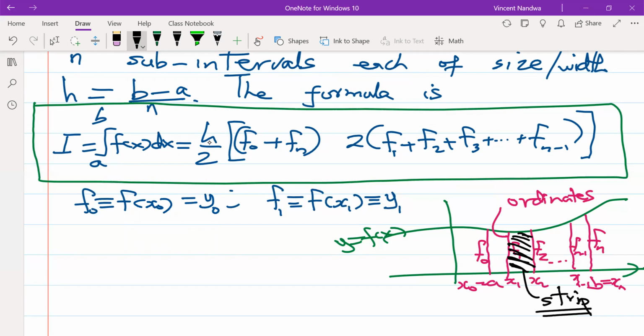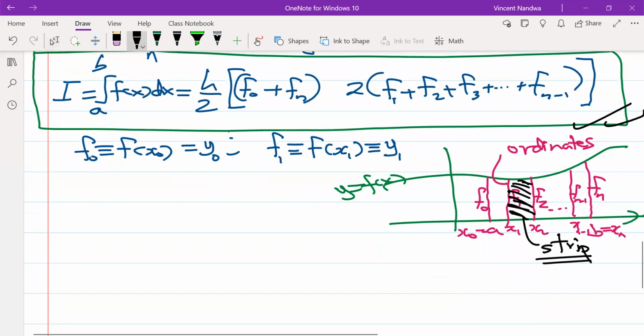And remember, if you have n ordinates, then you have n minus 1 strips. If you have n plus 1 ordinates, then you have n strips. So this is the famous trapezoidal rule, not a very new rule. You already have interacted with it at high school level. So with that in mind, let's state the structure of the formula for Simpson's third rule.